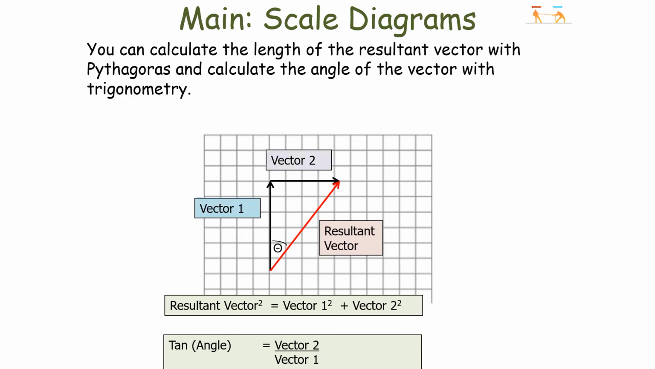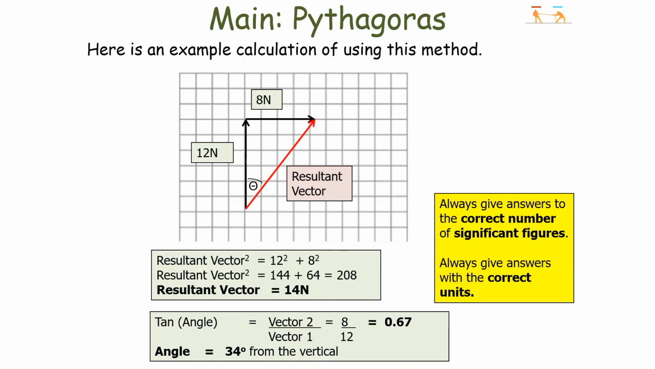So you can calculate the length of the resultant vector with Pythagoras by saying the resultant vector squared is equal to the length of vector 1 squared plus the length of vector 2 squared. And we can work out the angle by saying tan of the angle is equal to vector 2 divided by vector 1, or opposite over adjacent, if you can remember that from trigonometry. So here's an example calculation of using this method.